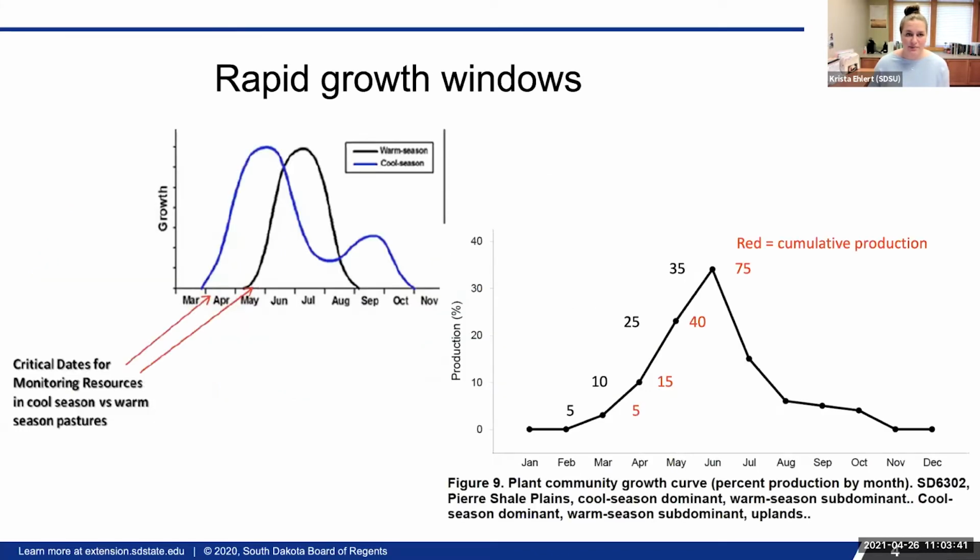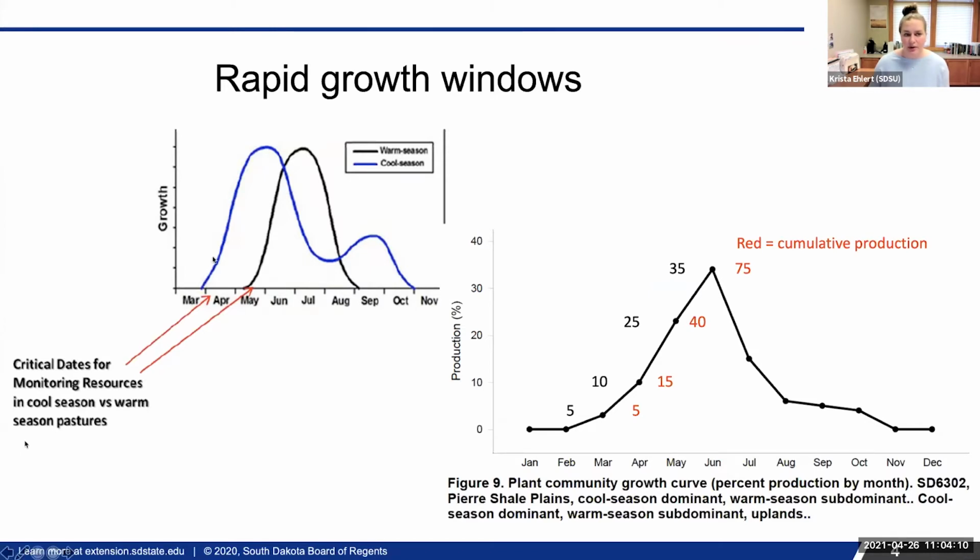What I mean by rapid growth windows is you can see in this figure on the left, we have cool season grasses in the blue line, and our warm season grasses are that black line. And we have the months from March to November. When we're looking at growth, you can see that those cool season grasses peak May, June time period, and our warm season grasses are shifted appropriately to the right and peak around that July time period.